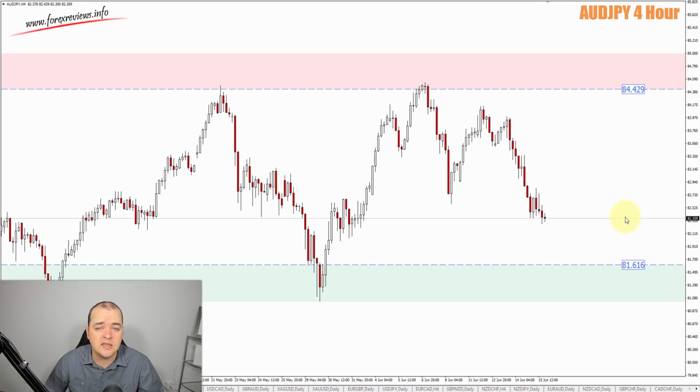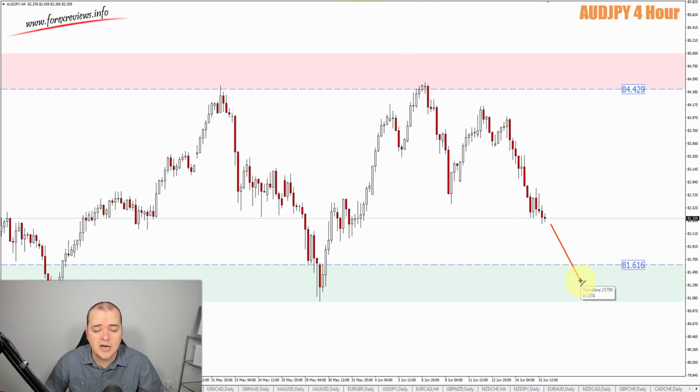What I'd like to highlight is that this market potentially may move all the way down to the 81.61 zone area this week. And this is a great target area to the downside for all those people holding a sell position from the 84.42 zone area.